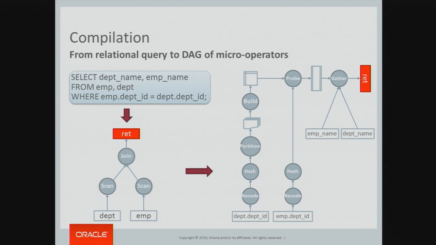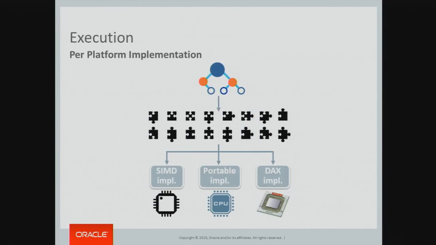So instead of 3 operators, here we have 8 operators in total. But the execution mechanism is not so different. We're still using the execution engine, which takes the graph of the micro-operators and invokes them, completely hiding the implementations on different platforms. In Oracle, we have the portable C implementation. We have a DAX implementation to support our SPARC. We have a SIMD implementation to take advantage of AVX.